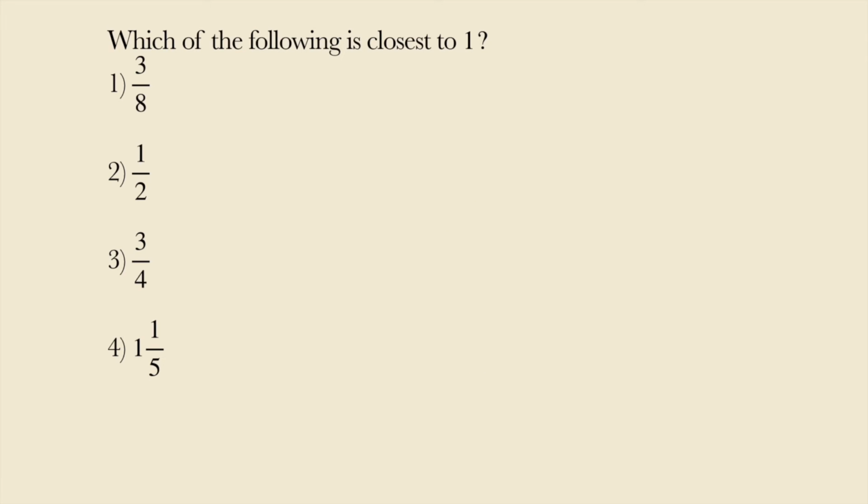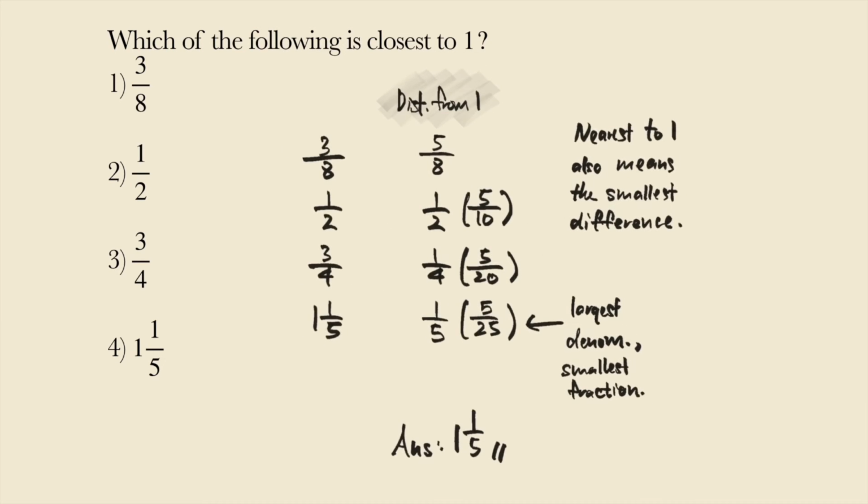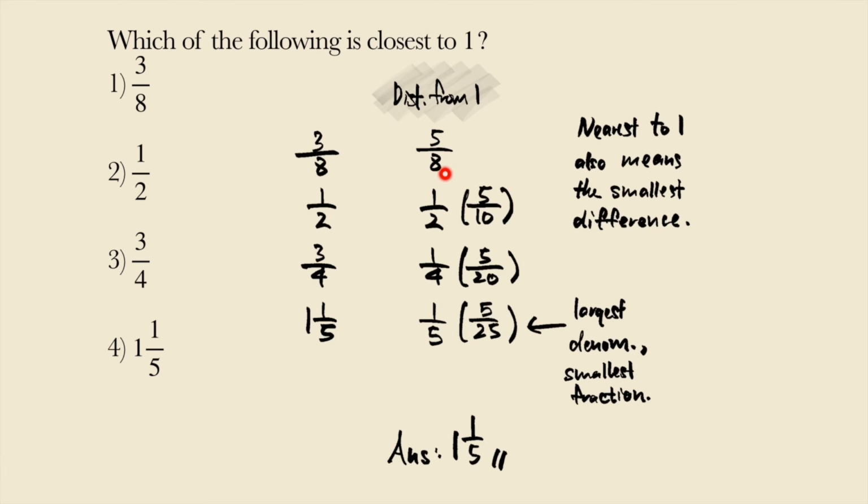So which is closest to 1 whole? When you have 3/8, you are 5/8 away from 1 whole. 1/2, you're 1/2 away from 1 whole. 3/4, 1/4 away from 1 whole. 1 and 1/5, you're 1/5 past 1 whole. Okay, problem, we've got numerators 5, 1, 1, 1. Well, let's make all the numerators 5, shall we?